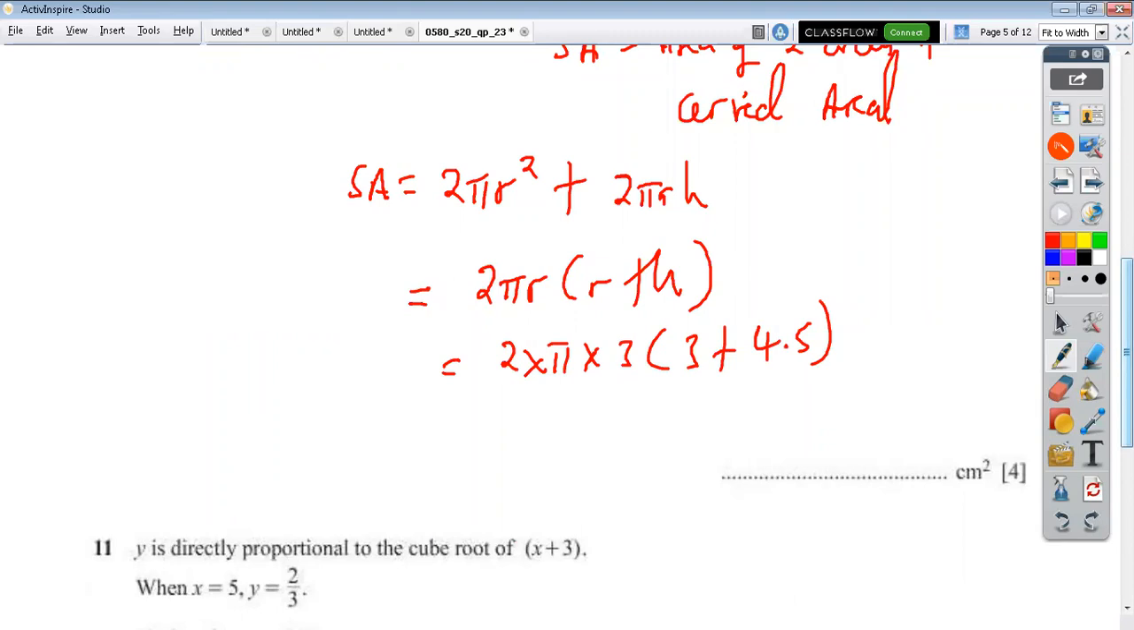So guys, make sure you know that formula for the surface area. Can you see that? You are required to know it before you go for exams.